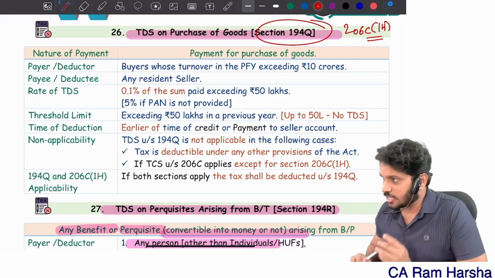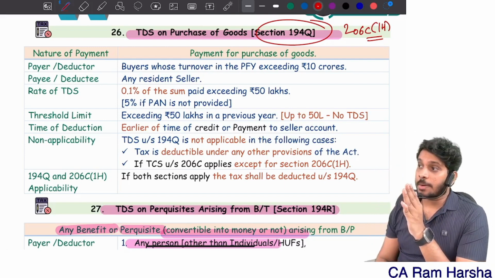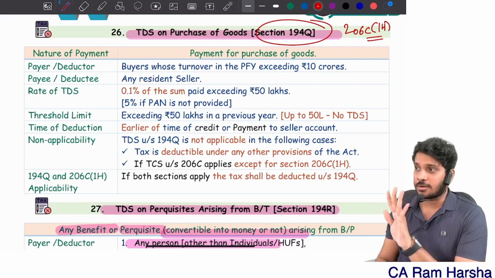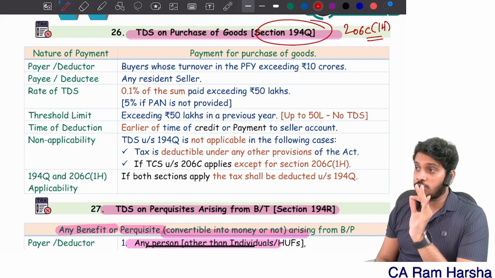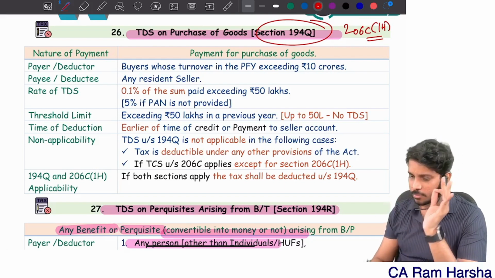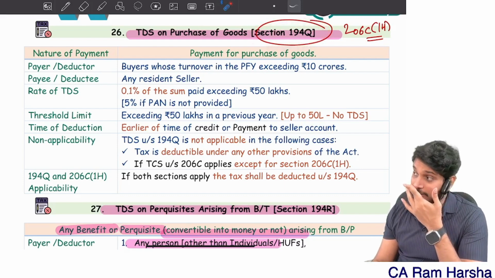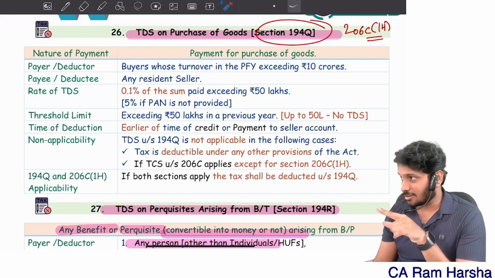Yes, let's continue the discussion. Okay, 194Q. Suppose you are buying goods from a seller. Generally, goods purchase and sale transactions are subject to TCS only. But there is one section called 194Q, which is applicable for the buyer but not the seller.